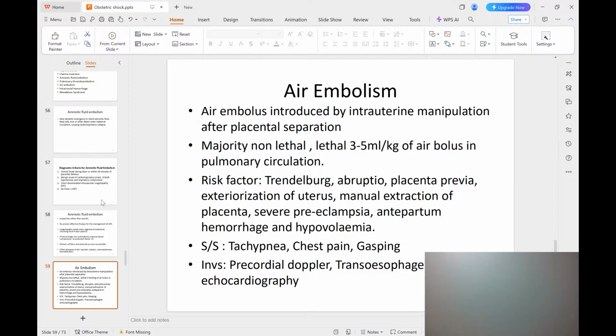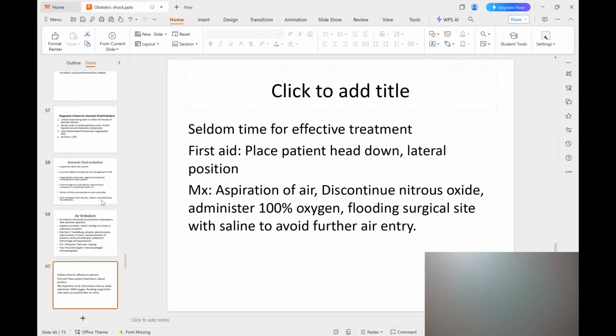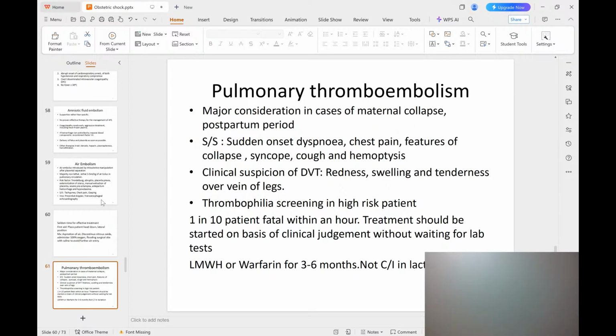So there will be tachypnea, chest pain, gasping, and investigations like precordial Doppler, transesophageal echocardiography can be done. There will be seldom time for effective management. First aid is the patient can be placed head low in lateral position, and aspiration of air can be tried with the discontinuation of nitrous oxide, 100% oxygen, and flooding the surgical site with saline to avoid further air entry. Pulmonary thromboembolism.